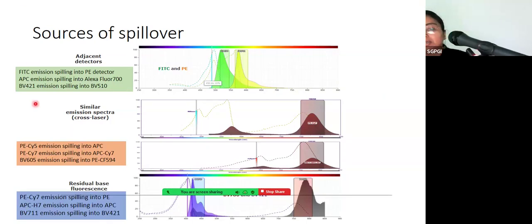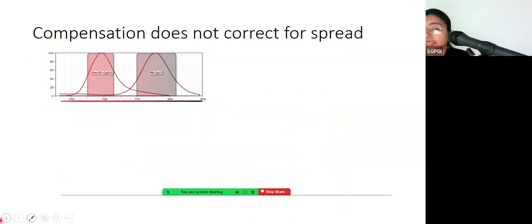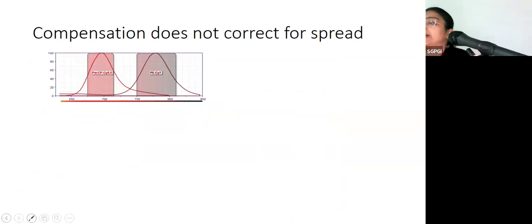Keep in mind that there are issues that will happen. So BV421 will spill into 510 and you have to correct for that. And similarly here, PE-Cy5 into APC is a common problem. And the same thing that I told you for PE-Cy7 would exist for every tandem dye. So for APC-H7, it will spill into APC, and BV711 will spill into BV421, which it is a tandem of.